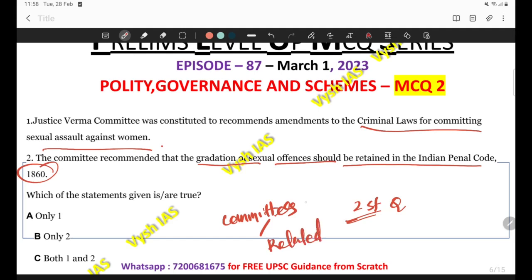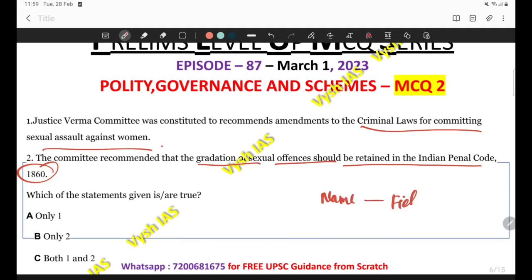You need not know everything about all the committees. You need not study all the recommendations because we are not studying law anyway. But it is important for you to know which committee or which area it is related to. Whether it's related to governance, women, or elderly, or whether it's related to economy. Like that you have to make a demarcation, the name of the committee and the field to which it is related, that you're supposed to know.